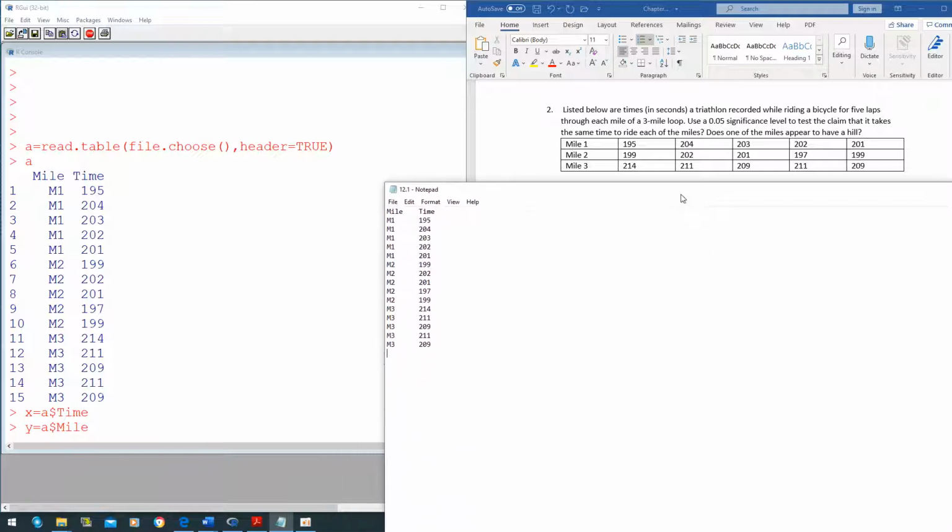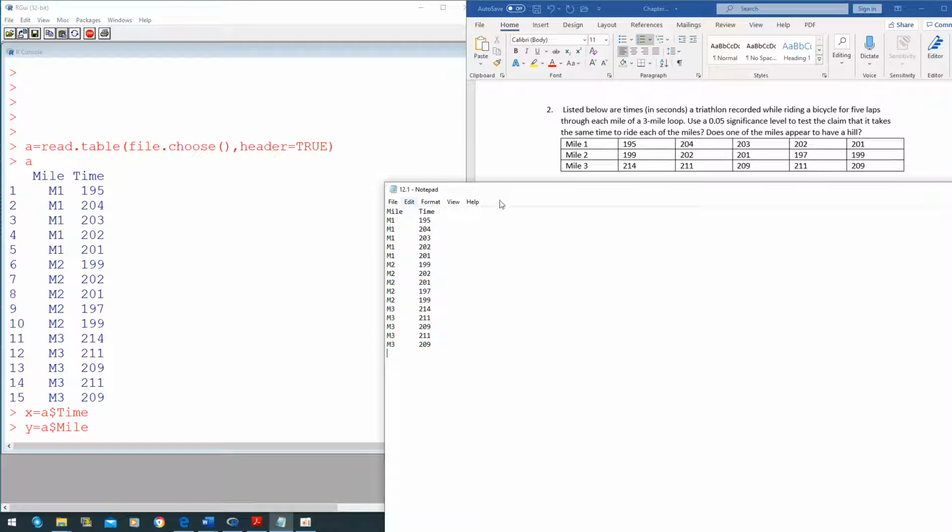In your Notepad, you have to write down miles and time. You have to have 2 columns: one is categorical and one is quantitative. These are all time, which is quantitative, and these are your miles. So M1 is mile 1 and then 195. And then if I go across, M1 204, M1 203, M1 202, and M1 201, and then you go to mile 2, M2, that is 199, 202. You have to do all this, and then M3 will be mile 3. You have to do this in your Notepad, and then you save it.